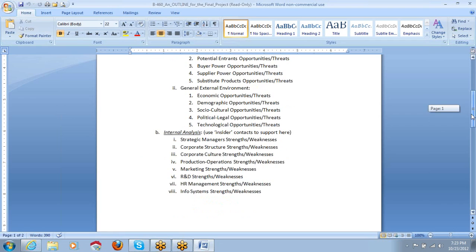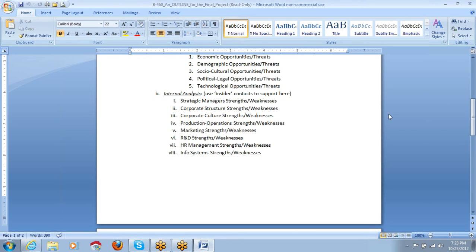And then the internal. The internal is why I've told a lot of people they really want to find some insider contacts. Because RBC is not going to put out on its website, oh, by the way, our strategic managers are really weak because they don't know what they're doing. RBC is not going to put out on their website, wow, our marketing really stinks. You have to talk to people on the inside.